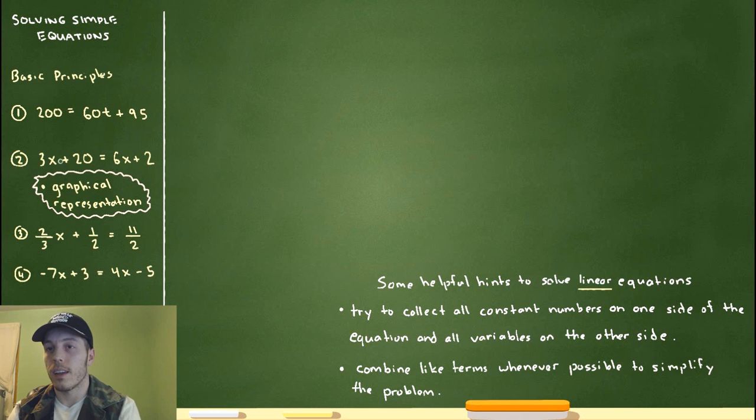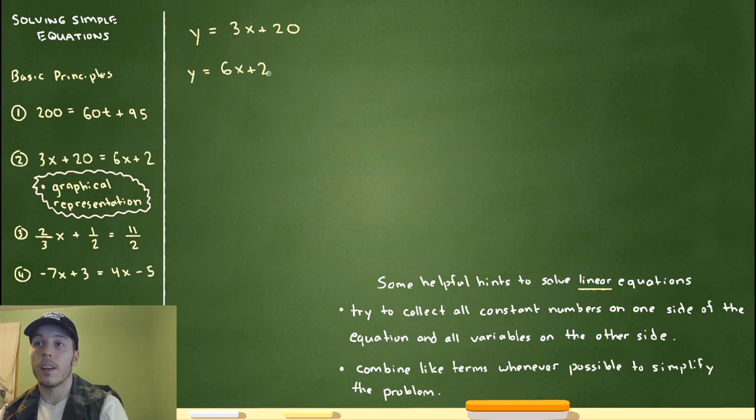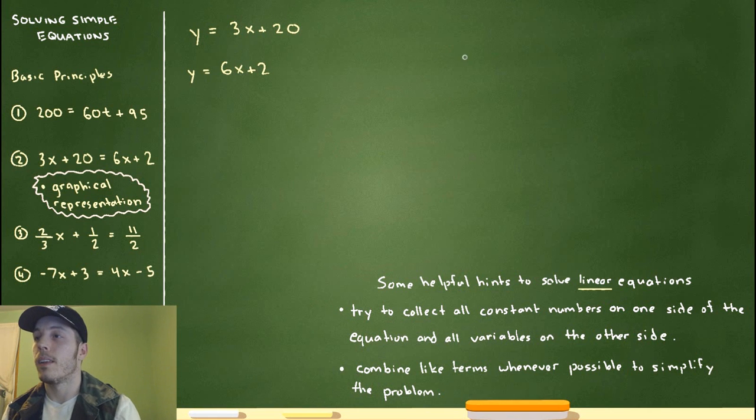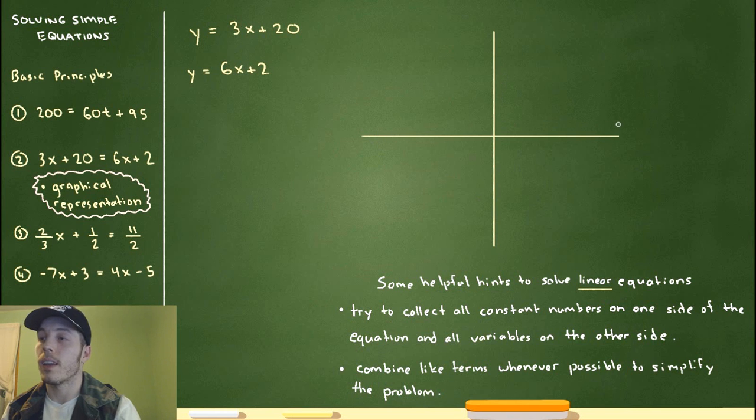So for example, I could take 3x plus 20. I could set y is equal to 3x plus 20. And you could also set it to be the right side, 6x plus 2. Now, if you have a graphing calculator, that's great. You can go ahead and enter these equations into your graphing calculator. You'll obtain two lines, and you're going to see where they cross. But if we don't have one, these are easy enough to do by hand.